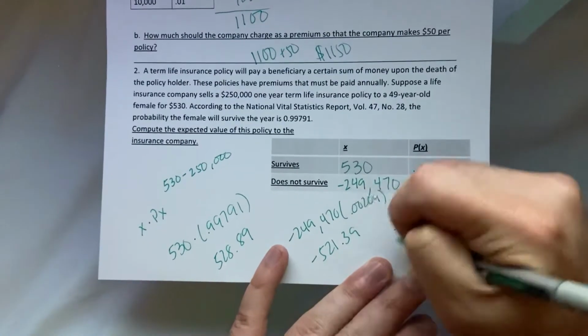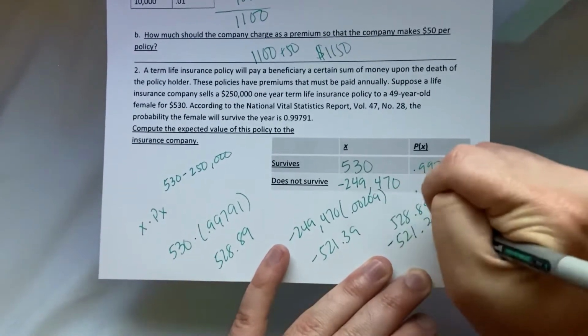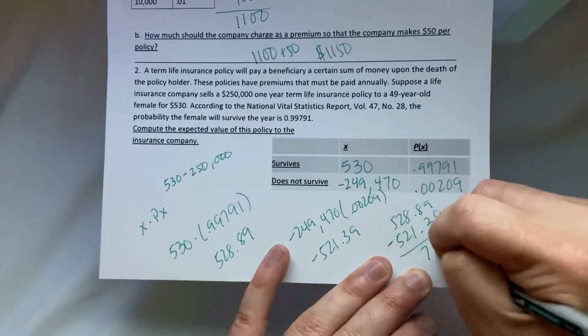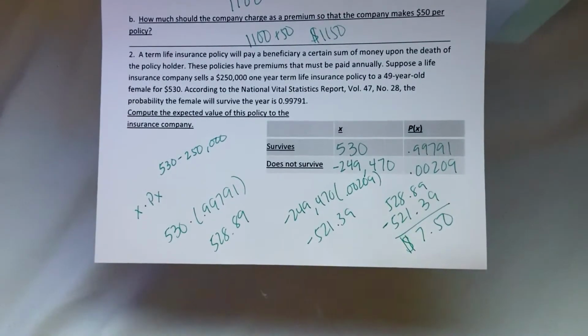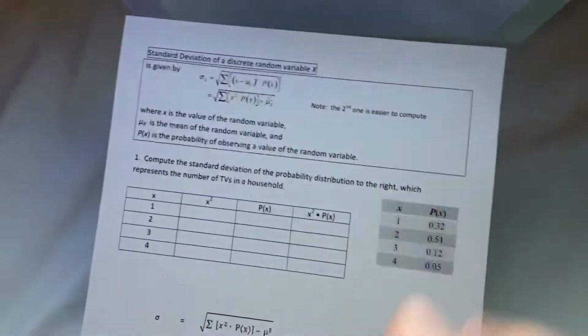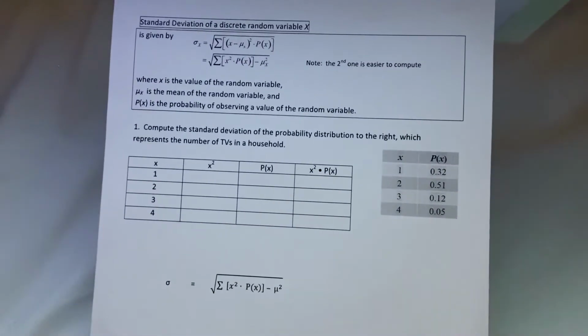Add them, but adding a negative is the same as subtracting. So that means each policy gives them on average $7.50, which really isn't that much profit, all things considered. If you have a really bad year for 49-year-old women, I mean, see this year with the coronavirus, it would be a bad year for their life insurance policies. They'd lose money and go out of business, which is a sad reality of the world.